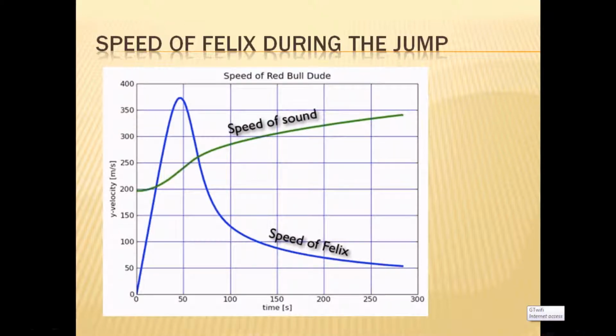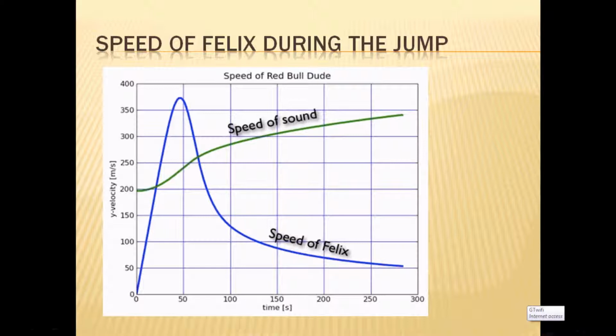This graph shows Felix's speed during the duration of his jump. As you can see, at smaller times during his jump, he has a high acceleration, which allows him to quickly reach the speed of sound as well as surpass it. He breaks Mach 1 around 40 seconds, and he has a speed of 372 meters per second.